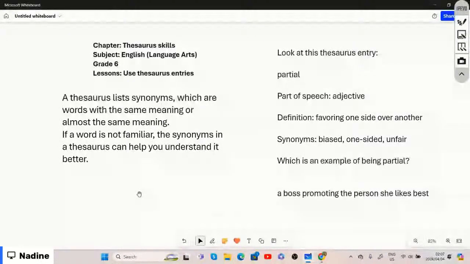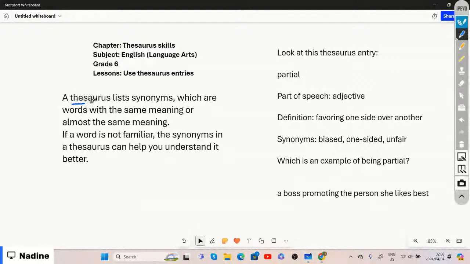They will also basically even tell you how you can use that specific word. Because remember, if a thesaurus lists your synonyms, right, then as much as synonyms are words with the same meaning, remember it's not always words with directly the same meaning. It can also be words with almost the same meaning. So you have a list of words which means the same or almost means the same, right? So once again, a thesaurus lists synonyms, and synonyms are words with the same meaning, or words with almost the same meaning.